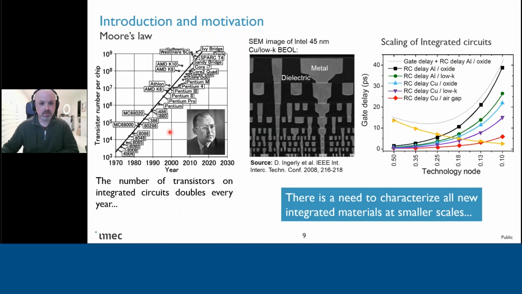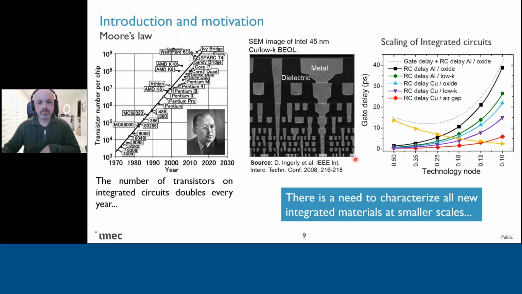Now, of course, over the years, the number of transistors on an integrated circuit doubled every year. So that means that in order to keep up with this, say, speed, we need to also try to make the transistors smaller in order to make them faster. So the gate delay is decreasing when we go to smaller dimensions.